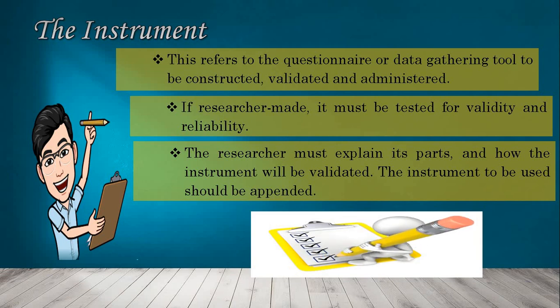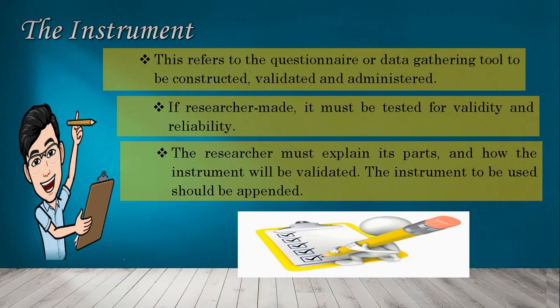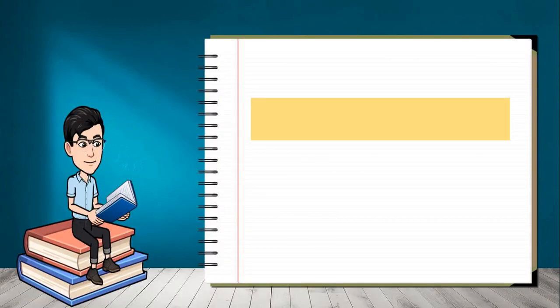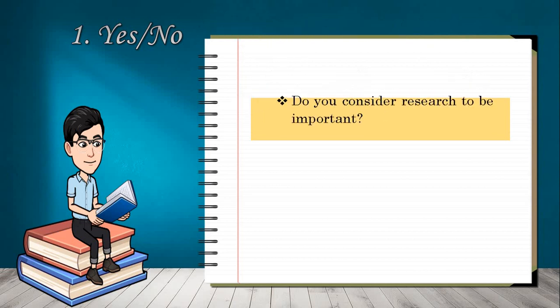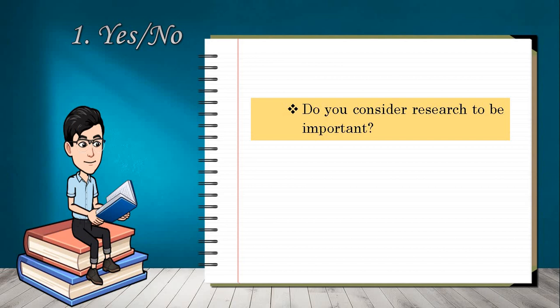scoring, and qualification. A survey questionnaire is a commonly used type of instrument in research that lists questions about a topic with spaces for responses. And these are the type of questions that we may see in questionnaires. First, we have the yes or no. So the question is therefore answerable by yes or no. Example, do you consider research to be important? So it is answerable by yes or no.